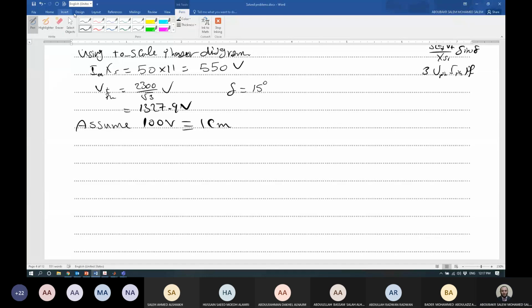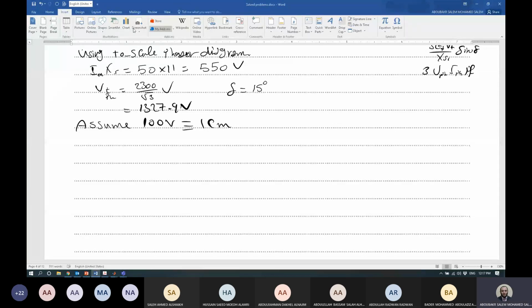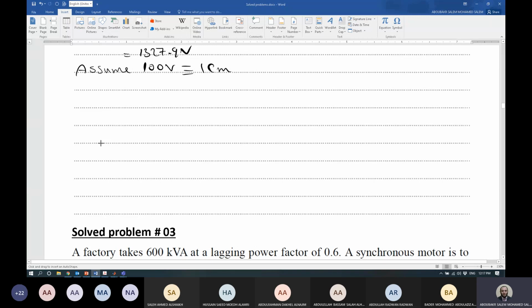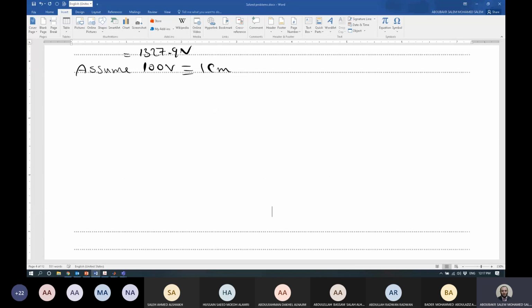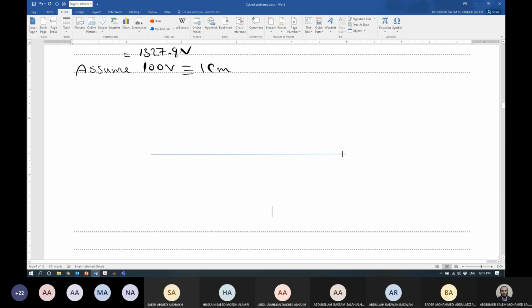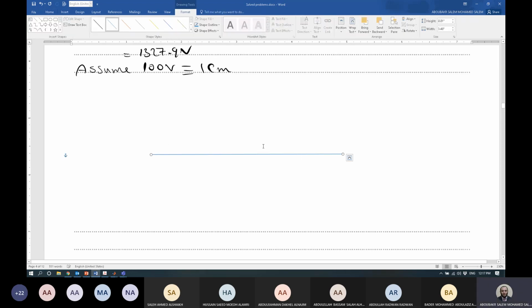So we can draw our phasor to scale. We can start with V terminal, starting from that point. Let's make it ungrid first to be clear for you. Assume this is V line. I will not write it here to scale, but I give you only the idea. You can draw it to scale and get the numbers. So this is now V terminal, almost 13.3 centimeters.